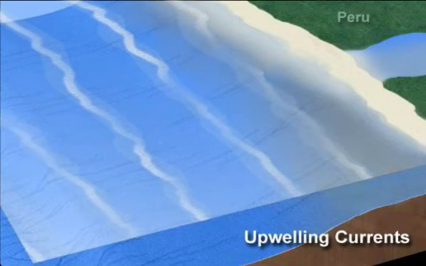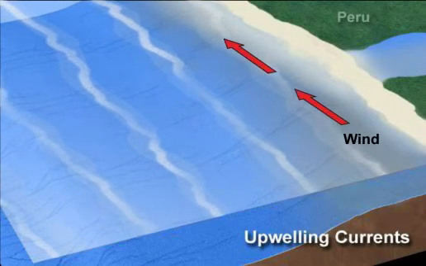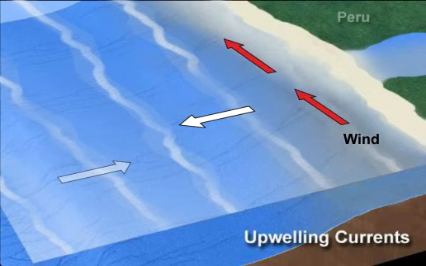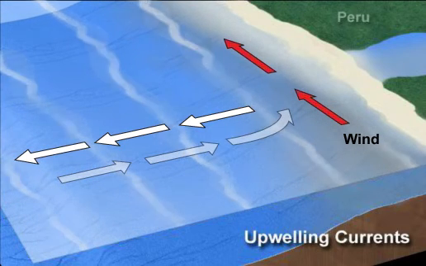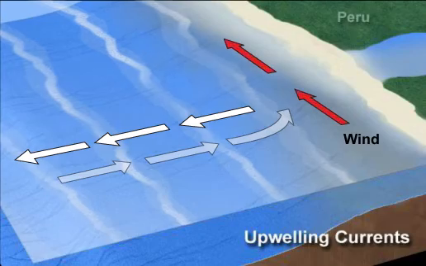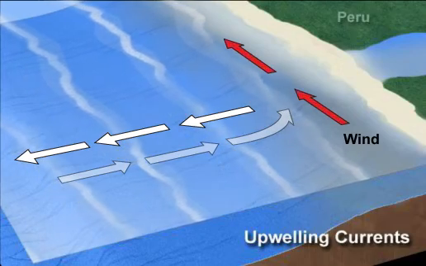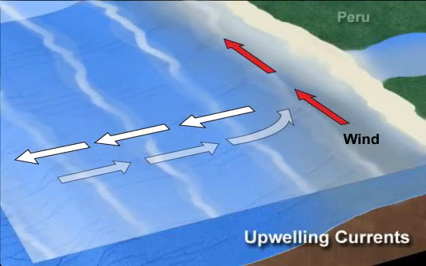Upwelling occurs when winds push surface water away from the shore, and deeper water rises to fill the gap. These cold currents bring nutrients to the surface and stimulate high plant and animal productivity.